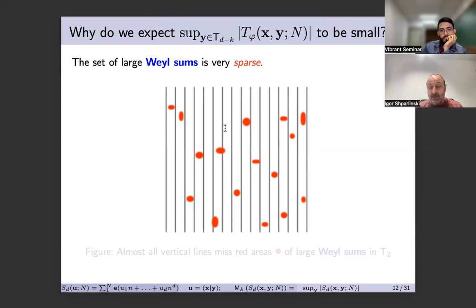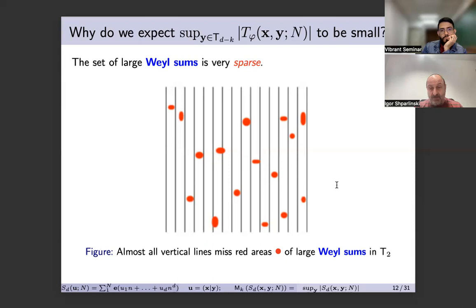But we want to know more. We don't just shoot points here. We can shoot lines. And the previous question tells us, if you have a good answer to this question, if you had good bounds on these maximal operators, that if you allow just to shoot lines instead of points, you are still not likely to hit large regions of large Weyl sums. So this is the kind of informal motivation for why these questions are interesting. They still tell us about the extreme sparsity of the set of large Weyl sums.